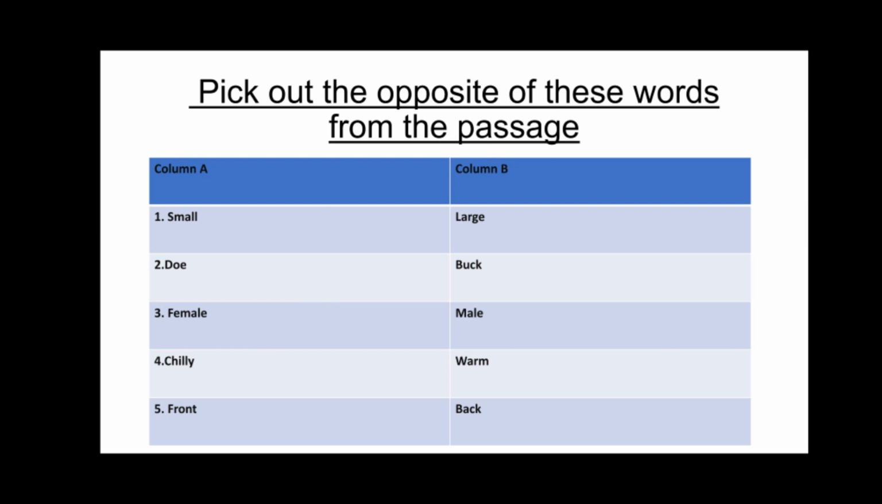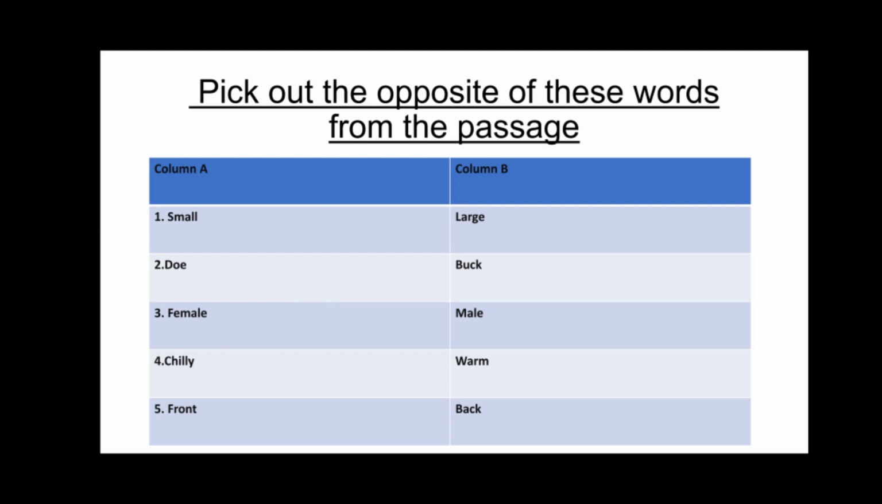Now let's mark this children fast in your unseen passage. So underline the word large that is given on the first line, and the same line big is also given. Now the opposite of doe is buck, and you can find this word on the second last line. The opposite of female is male, and again you can find this word on the second last line, the male kangaroo.